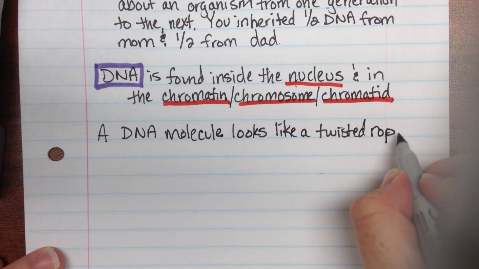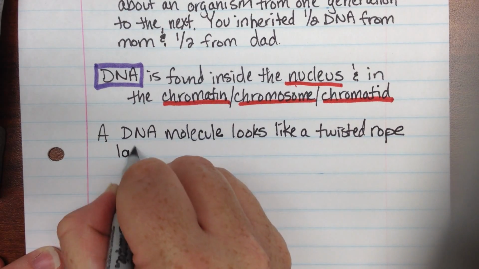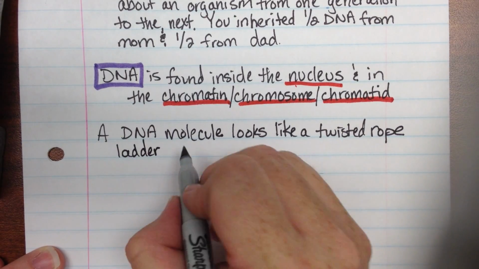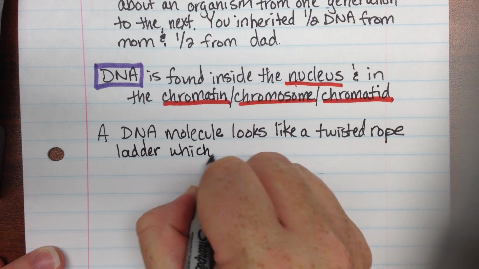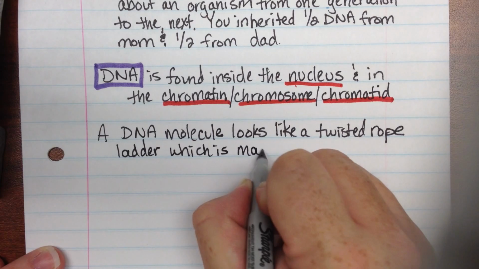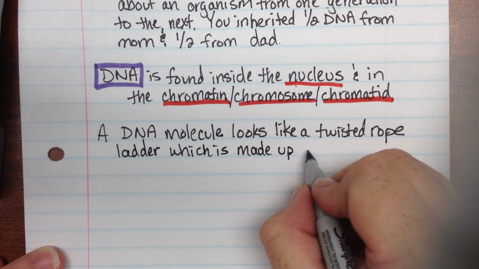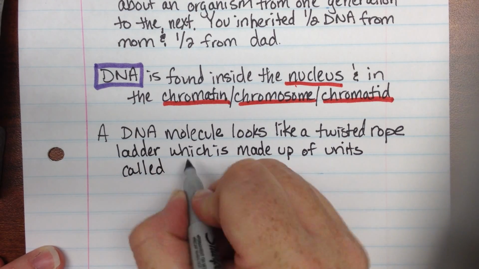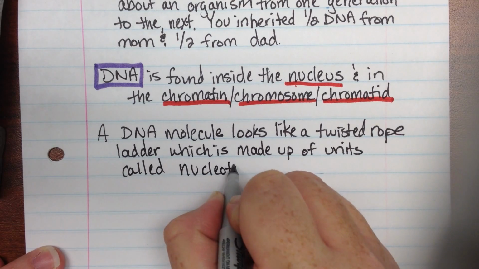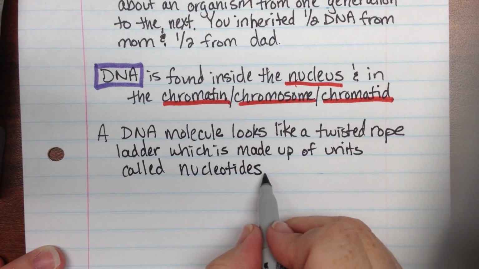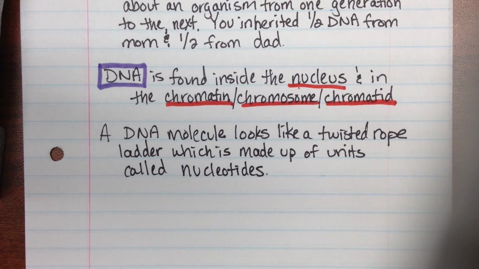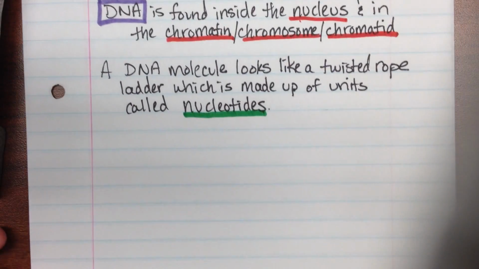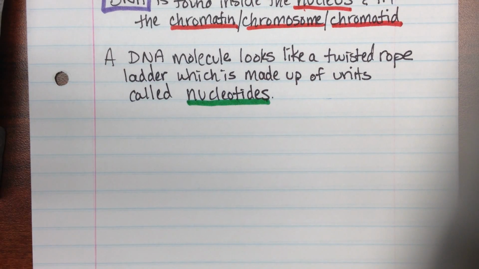Oops, I'm sorry. There we go. Okay, which is made up of units called nucleotides. Nucleotides. Okay, and I'm going to add a little bit of color to make sure you know that that's a very important word, and we'll talk about what that is. We're also going to draw a picture of what DNA looks like here at the bottom of our notes in just a minute, so that will help give you a visual.